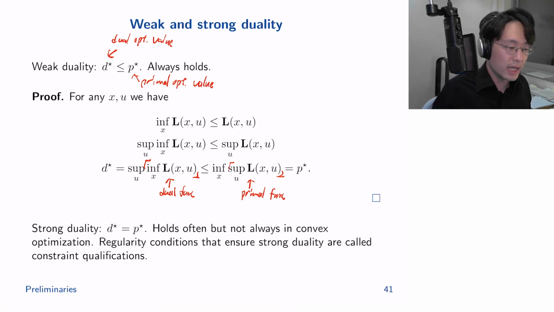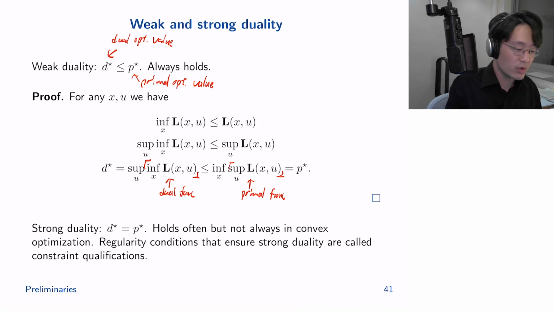So weak duality always holds, and in particular, it holds even in the absence of any notion of convexity. But in convex optimization, the more useful case is when strong duality holds. Strong duality is defined as the condition where D star is equal to P star. Strong duality holds often, but not always, in convex optimization, and regularity conditions that ensure strong duality are called constraint qualifications.